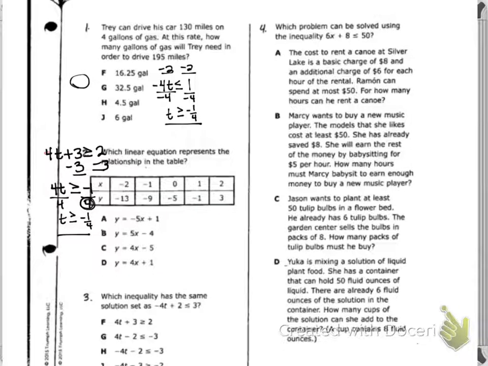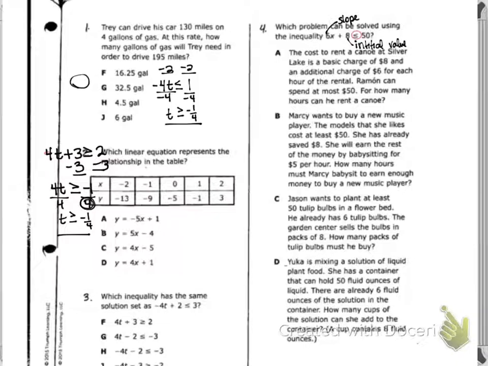Number 4. Which problem can be solved using the inequality 6x plus 8 is less than or equal to 50? All right, so we know that this 6, that's my slope. That's what's happening per something, or what's also called your constant rate of change. This 8, that's going to be your initial value. That's where you're starting. All right, so that's what I want to use. And then, of course, the sign, which is less than or equal to. Remember, those are opposite keywords, so that's going to be something like at most, at least. So those are the words that you want to look for.